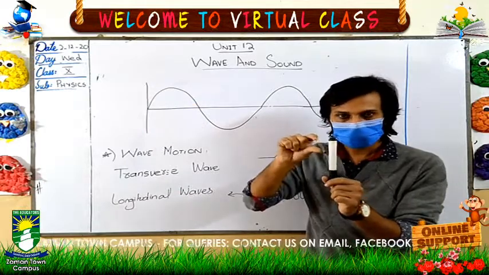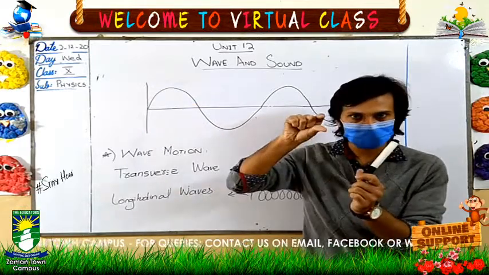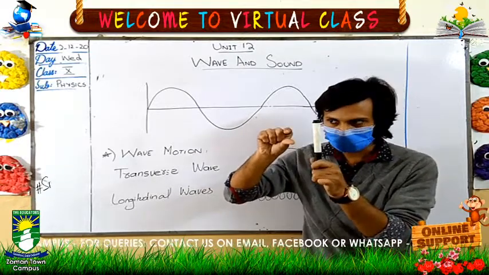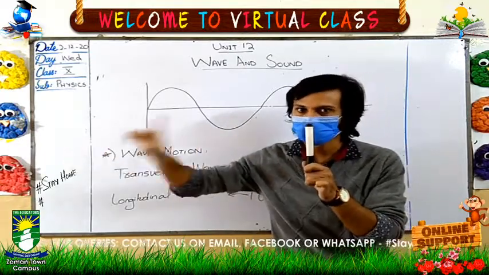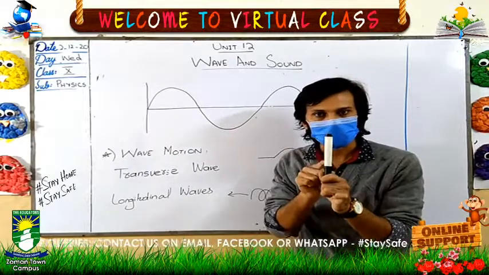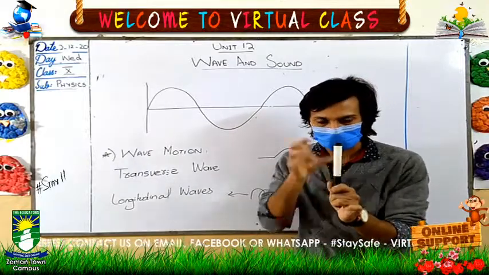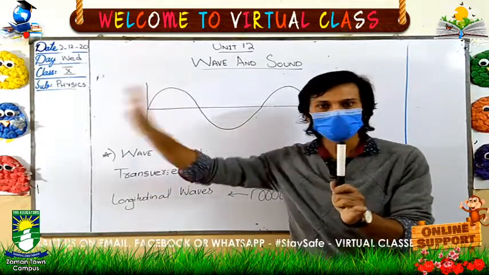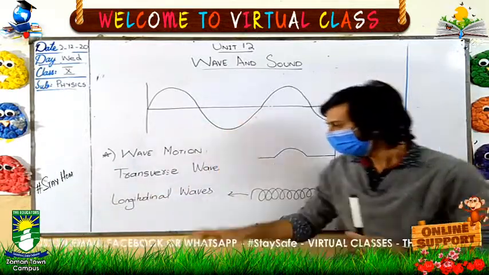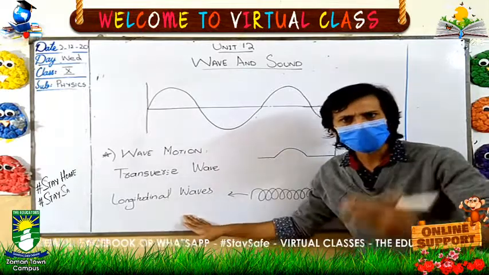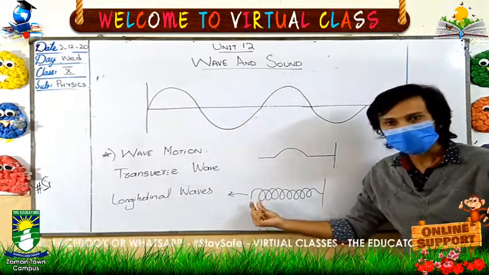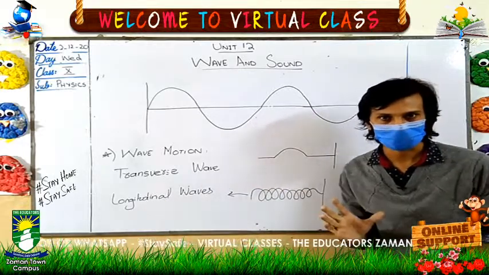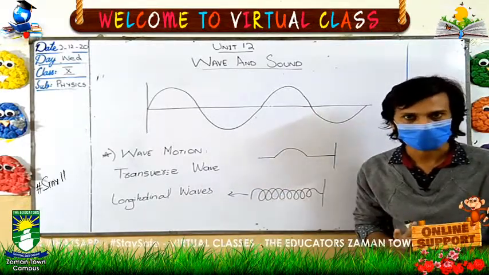So where will be the displacement? Just suppose this is a molecule of the air and I am vibrating it like this. It will hit this molecule and this molecule will be displaced in this direction. It means in the direction of the vibration, the direction in which I was creating the disturbance, the molecule will go in the same direction. Getting? So a longitudinal wave is a wave in which the direction of displacement is parallel to the direction of the disturbance or the vibration of the source, we can say.